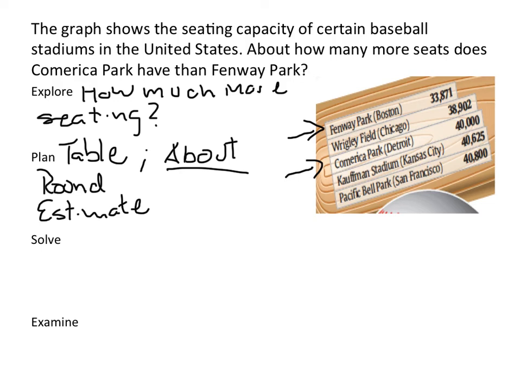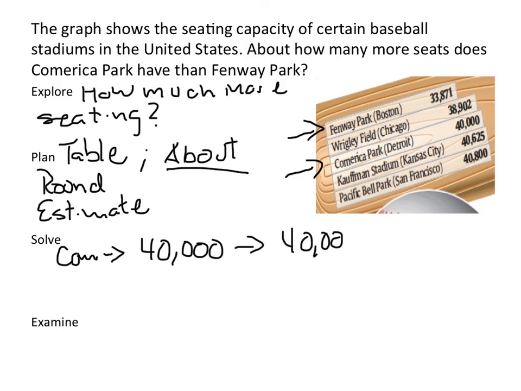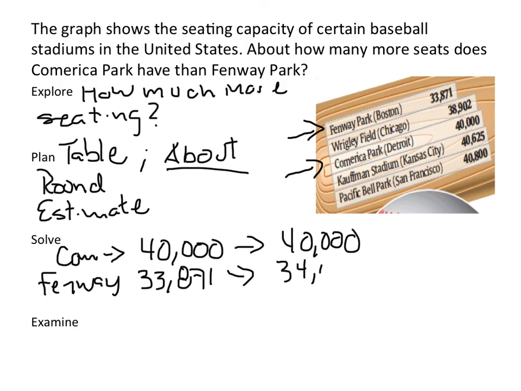Also in my plan, I noticed that the question says about. That allows me to use rounding and estimating, two concepts that you should have fair knowledge of. Comerica is 40,000 seating, and there's really no need to round this, but I will rewrite it over here for this problem. Fenway is 33,871 seats, and I'm going to round that to about 34,000.